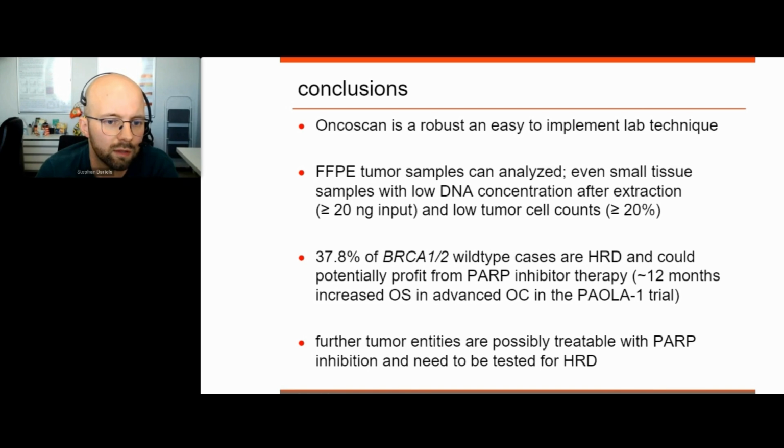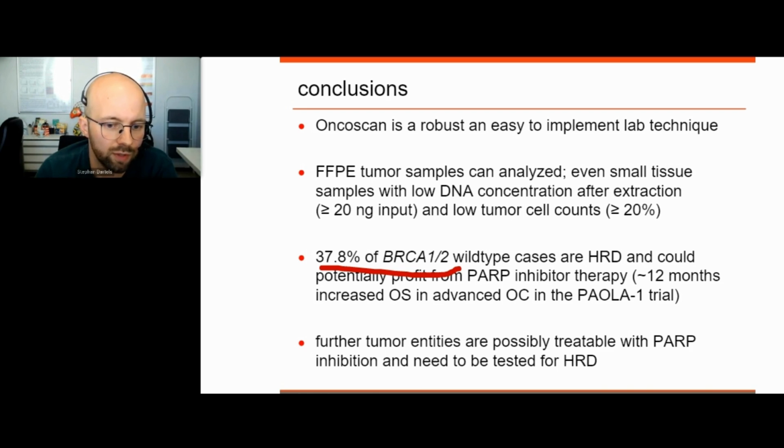The data analysis is easy to implement in the lab. The FFPE tumor samples can be analyzed, even small tissue samples with low DNA concentrations and low tumor cell count. And most importantly, approximately 40% of BRCA1 and 2 wild-type cases, ovarian cancer wild-type cases, are HRD and could potentially profit from PARP inhibitor therapy.